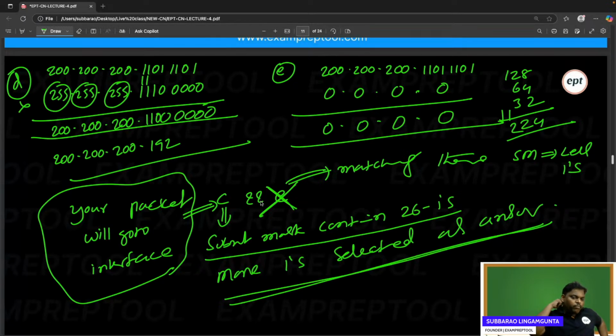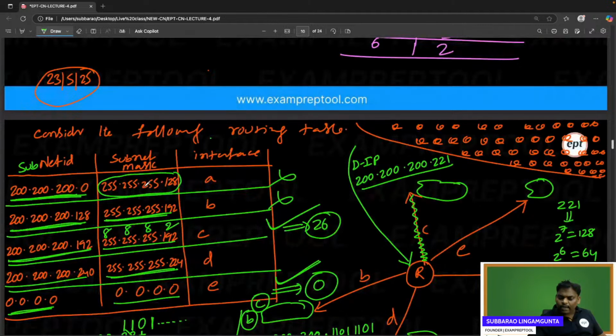Please remember, any packet that comes to a router uses a routing table. In the routing table, you proceed like this: take the destination IP and do an AND operation with the subnet mask. After the AND operation, you get the subnet ID. Check whether that subnet ID matches the corresponding subnet ID. If it matches, that interface will be selected. Suppose more than one matches, then whichever interface's subnet mask contains more ones will be selected.